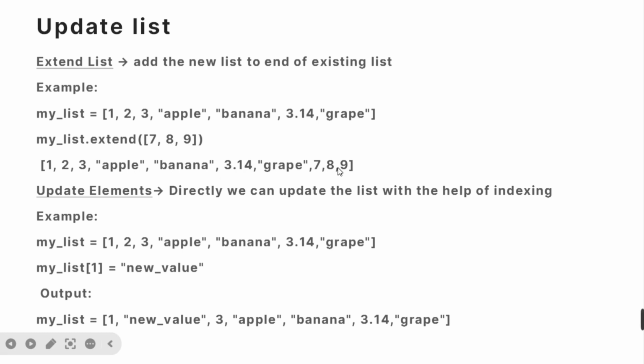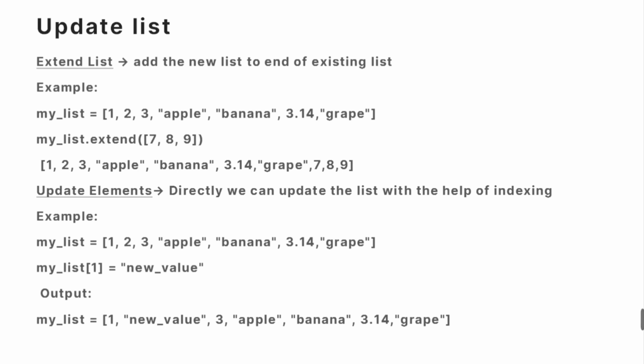Then how we can directly update these elements, instead of using append, extend or insert, we can use indexing as well. Here you can see my_list of 1, which means at the first index it is replacing. The indexes are 0, 1, 2, so at index 1, instead of 2, it will replace 2 with the new value. In this way we can directly update values as well.